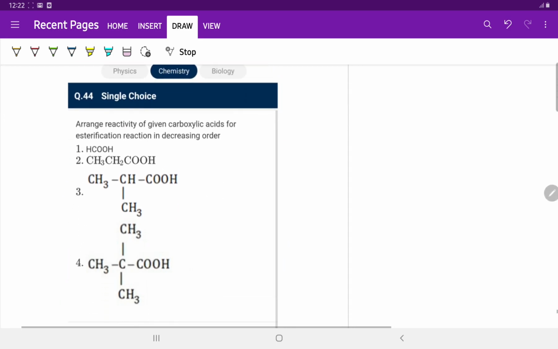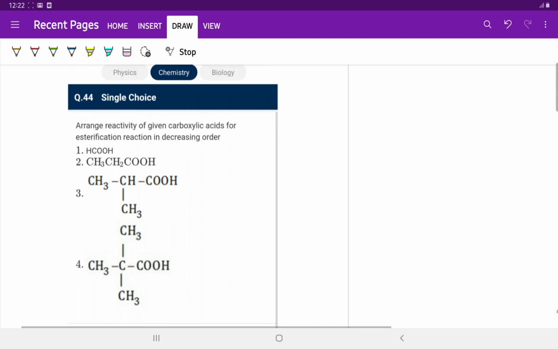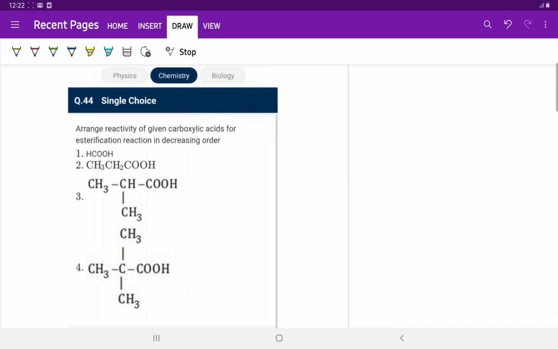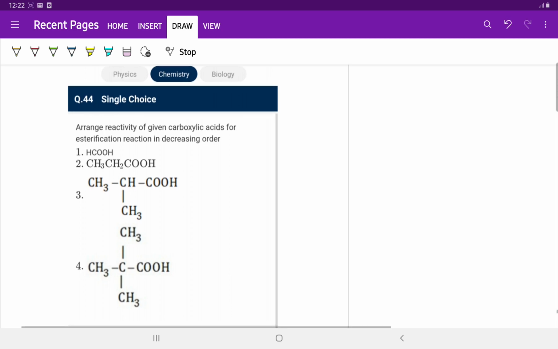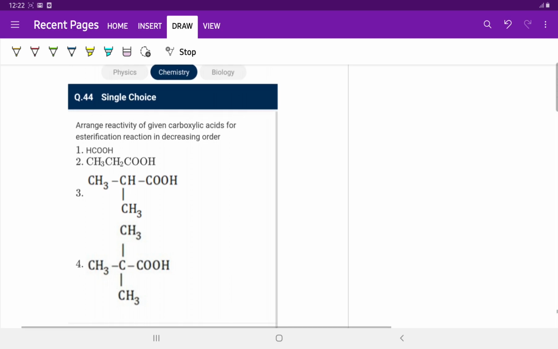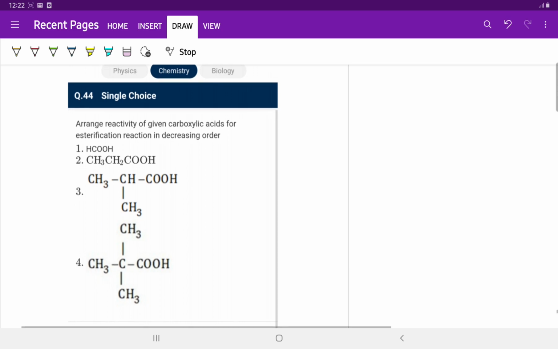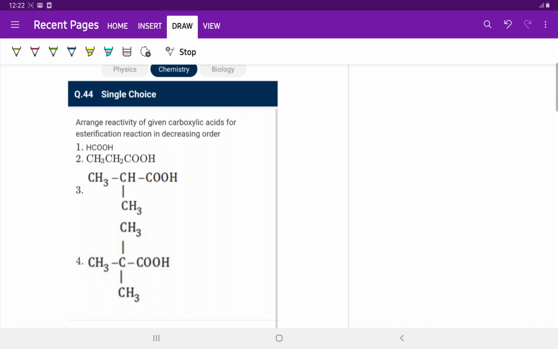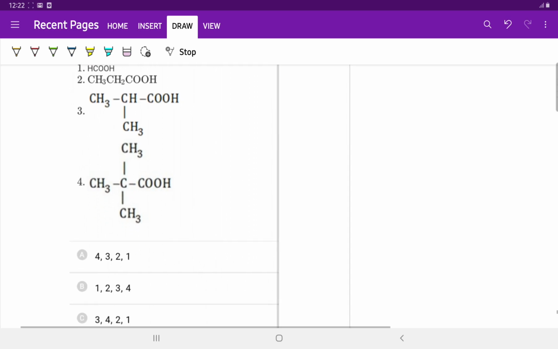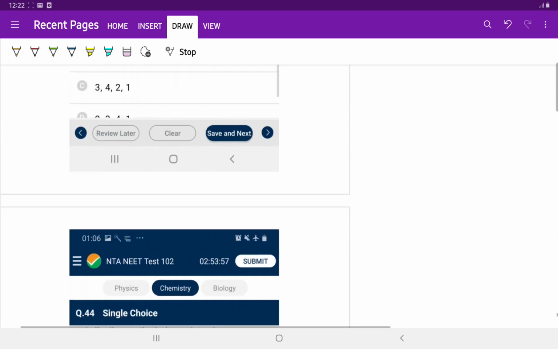Question number 44. Arrange the activity of the given carboxylic acids for esterification in decreasing order. Less the steric hindrance, more the reactivity in esterification. So minimum steric hindrance is in formic acid, then propanoic acid, then 2-methyl propanoic acid, and maximum steric hindrance is in 2,2-dimethyl propanoic acid. So 1, 2, 3, 4. So option B is correct for question number 44.